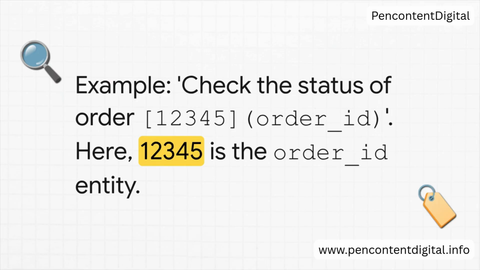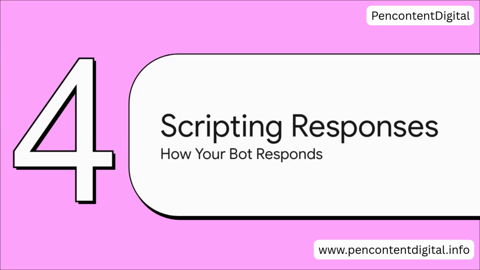But the absolutely crucial entity is that number, 12345. We tell our bot to look for that specific pattern and label it as the order ID. That way, it can pull that number out and actually use it. Okay, so our bot can now understand a user's goal, and it can pull out the key details. Pretty cool, right? The next logical step is to teach it how to actually respond.